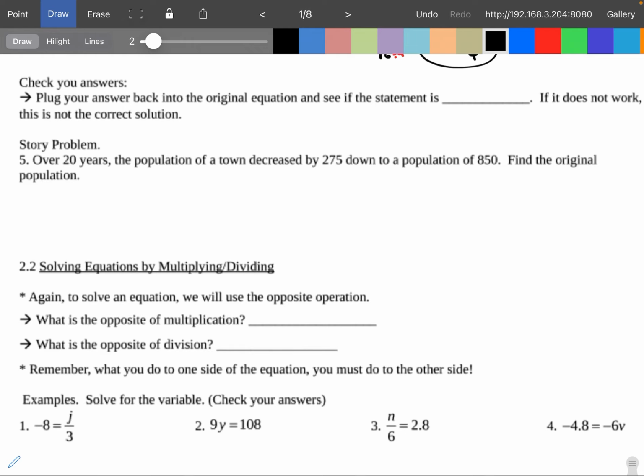Well, I've been saying that all along, right? So you just plug your solution back into the original equation for the variable, and you see if the statement is true. So if you get a true statement when you replace the variable with your solution in the original equation, then you know you got it right. If you plug the solution back in for the variable and you get a false statement, then you made a mistake somewhere.